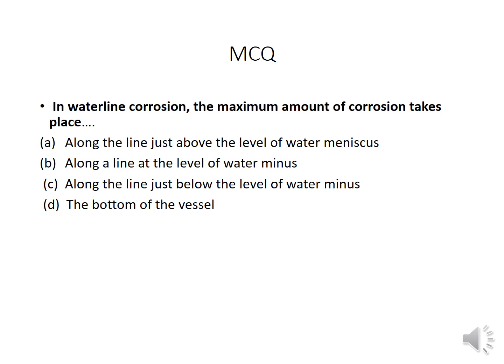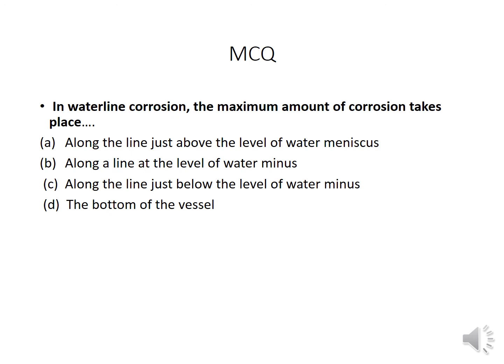In waterline corrosion, the maximum amount of corrosion takes place at. What is the meaning of waterline corrosion? It's a differential type of corrosion. Same metal exposed to different environments. Just consider a ship. The bottom portion is exposed to the water, the upper portion exposed to the air.